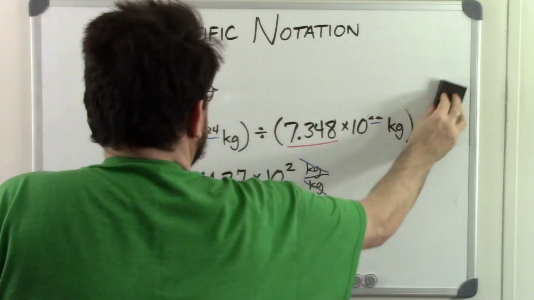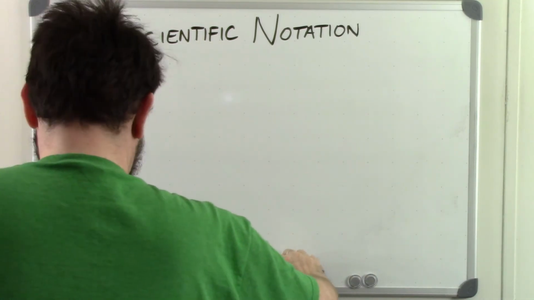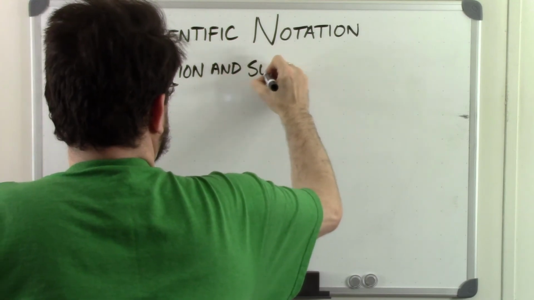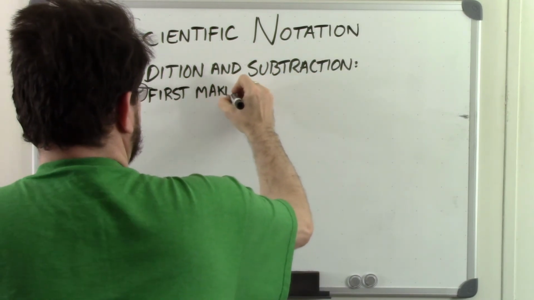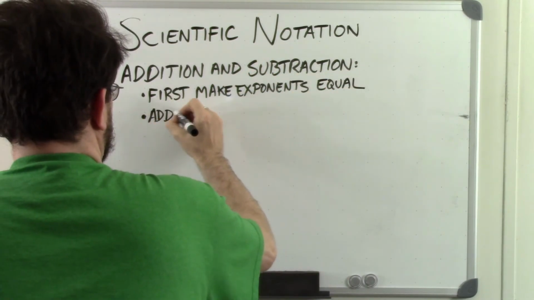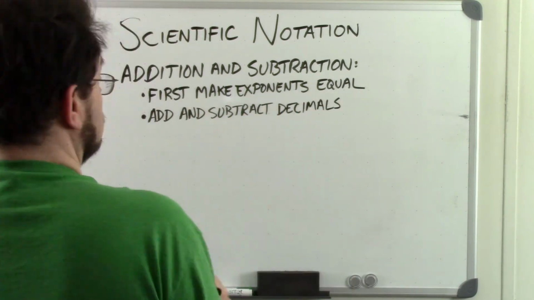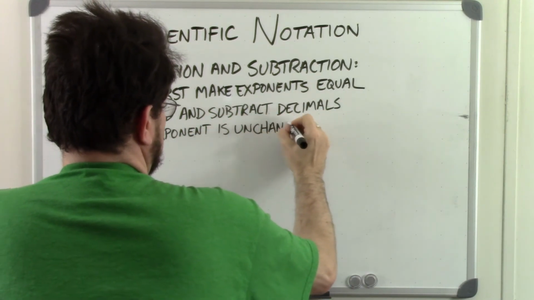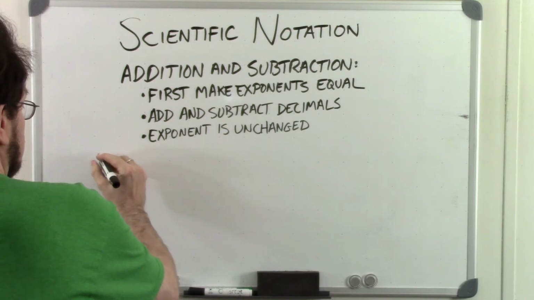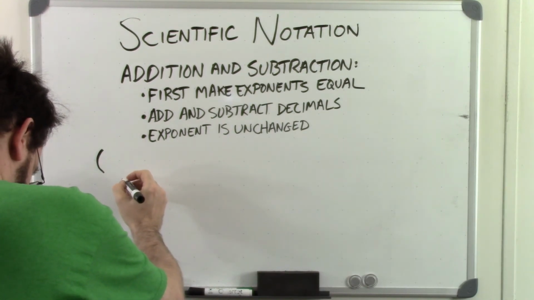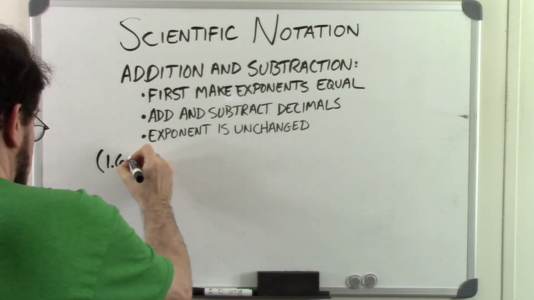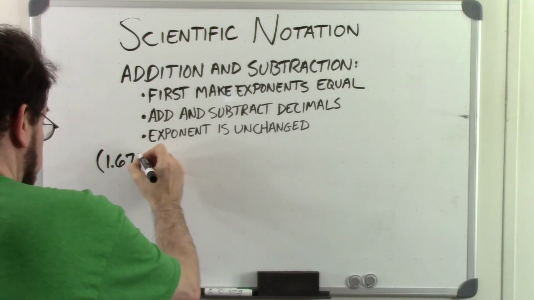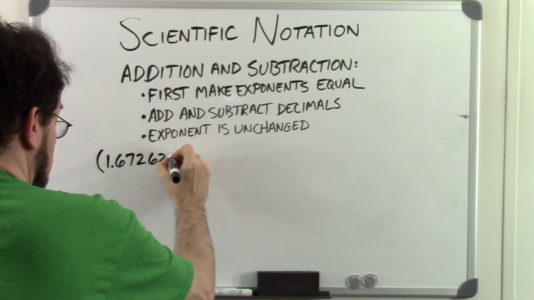Adding and subtracting numbers is straightforward. First, move the decimal point in all the numbers so that they all have the same exponent. Then just add or subtract the decimal parts. The answer will have the same exponent as the numbers you started with. So, for example, the mass of a hydrogen atom is the mass of a proton plus the mass of an electron minus the binding energy of the atom expressed as a mass.